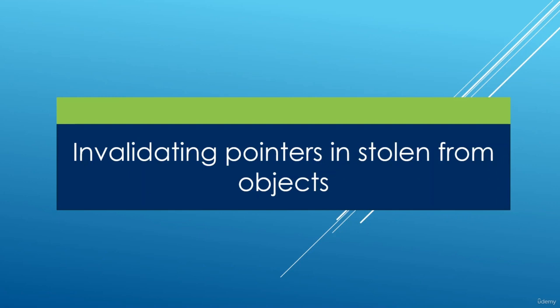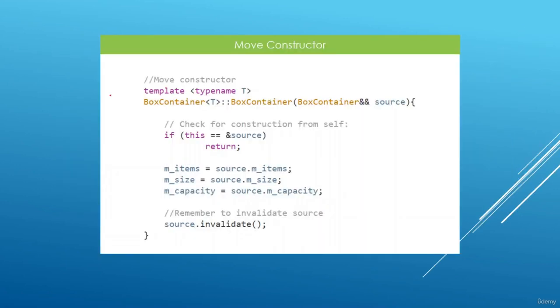In this lecture, we are going to revisit the idea of invalidating pointers in objects you steal from through move semantics. If you remember what we did in the last few lectures, we set up a move constructor and a move assignment operator. And what these member functions were doing is basically stealing from the source parameter object that we have here. So we did steal the pointer using the line here, making our own items pointer point to the same thing the source is pointing to.